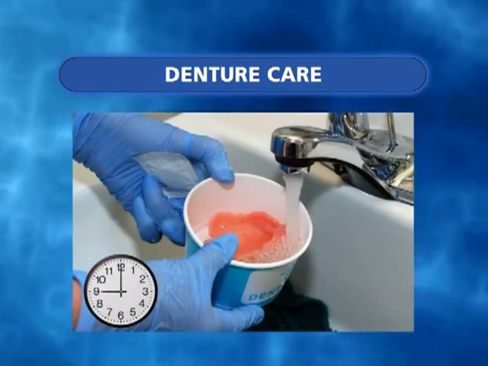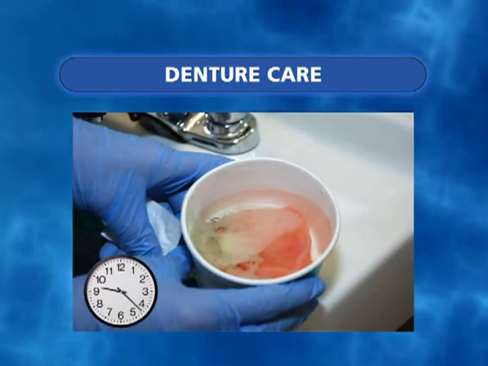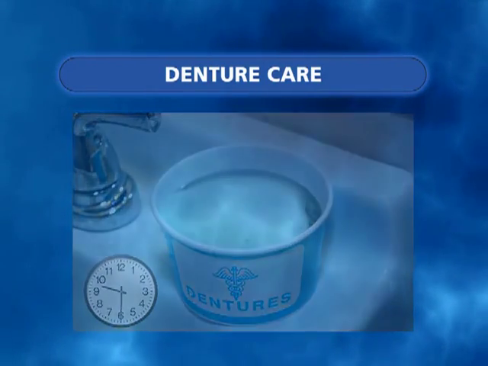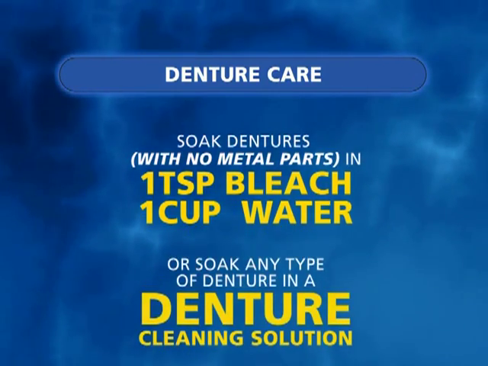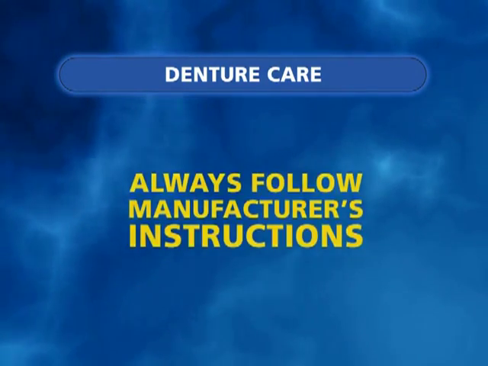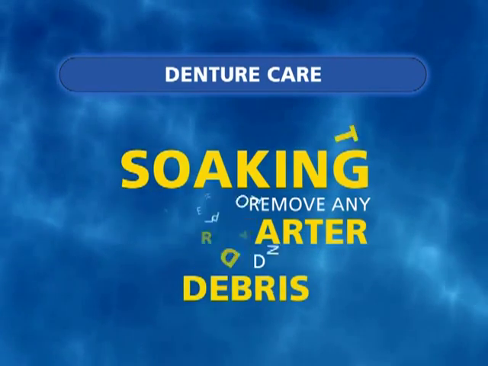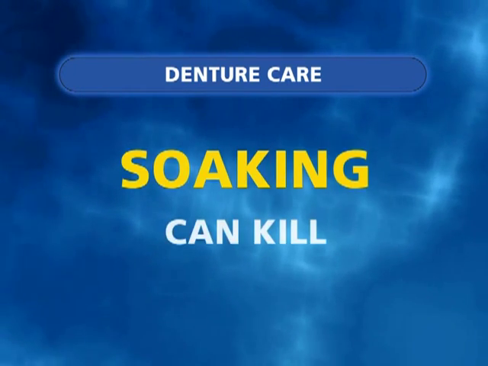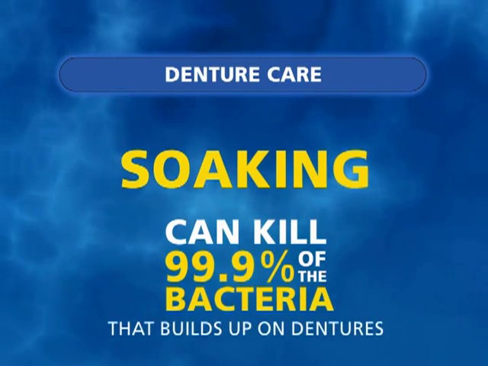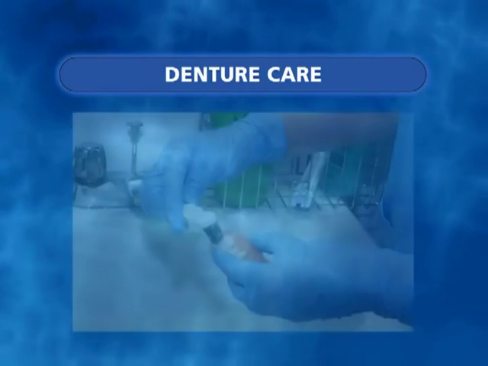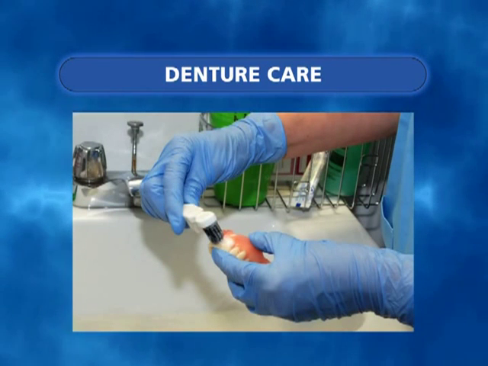Once cleaned and rinsed, dentures can be soaked. Dentures should be soaked at least once a day for a minimum of 30 minutes in a mixture of 1 teaspoon bleach and 1 cup of water, or denture cleaning solution. Soaking will help to remove any hard tartar and debris. Soaking dentures can also kill 99.9% of the bacteria that builds up on the resident's dentures. Doing a quick brushing without soaking the dentures may not provide the disinfectant they require.